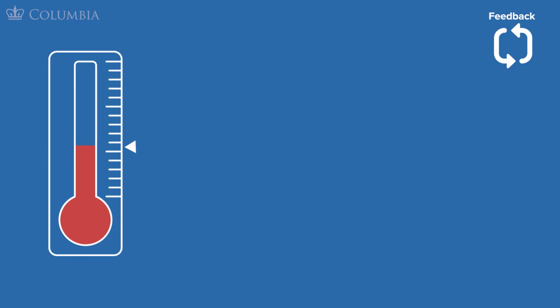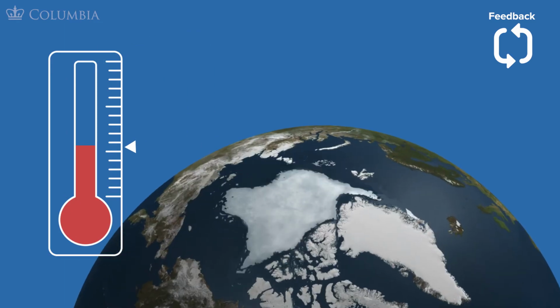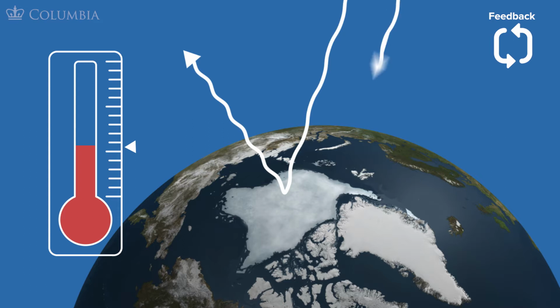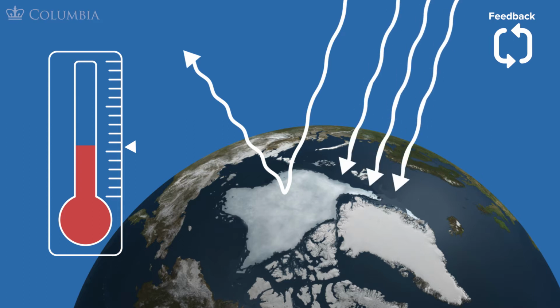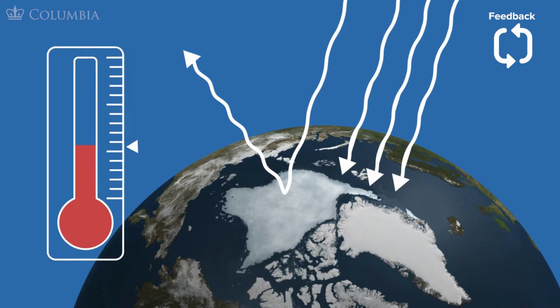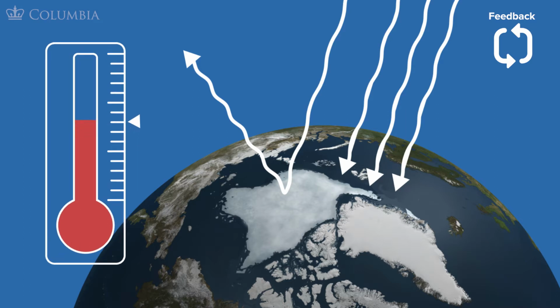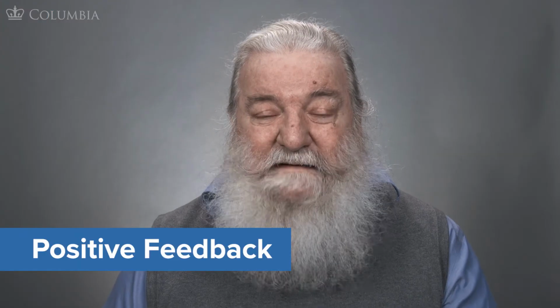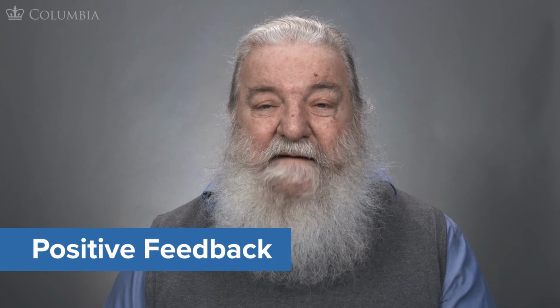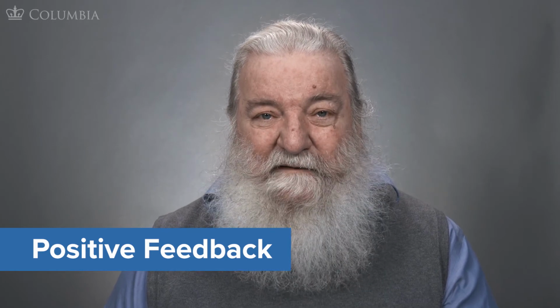Well, when the temperature goes up, the Arctic ice cover goes down, because ice melts when the temperature is warmer. With less ice cover, that means there's less light reflected back into space, and consequently, more light absorbed from space, which means more energy absorbed from space, which means the ocean gets warmer, which means the temperature goes up. This is called positive feedback. The effect amplifies the cause.